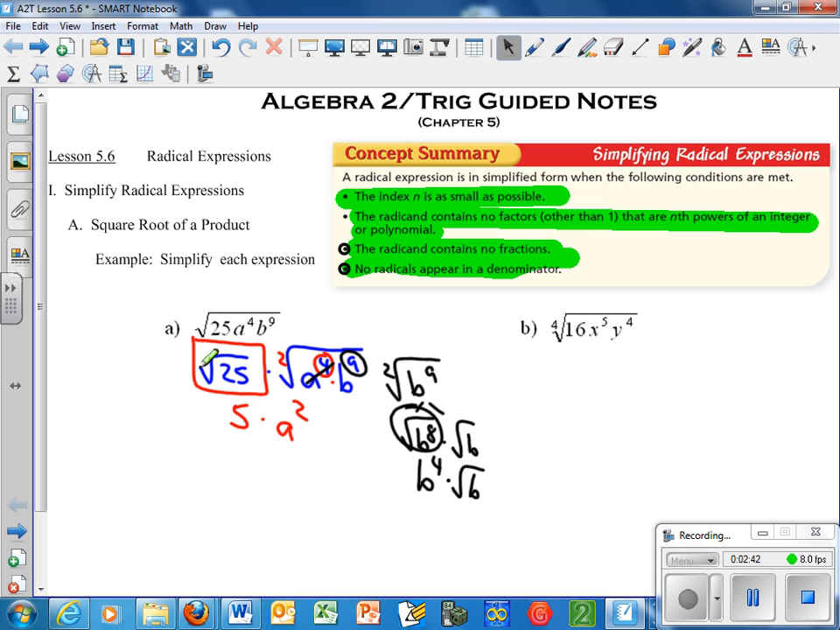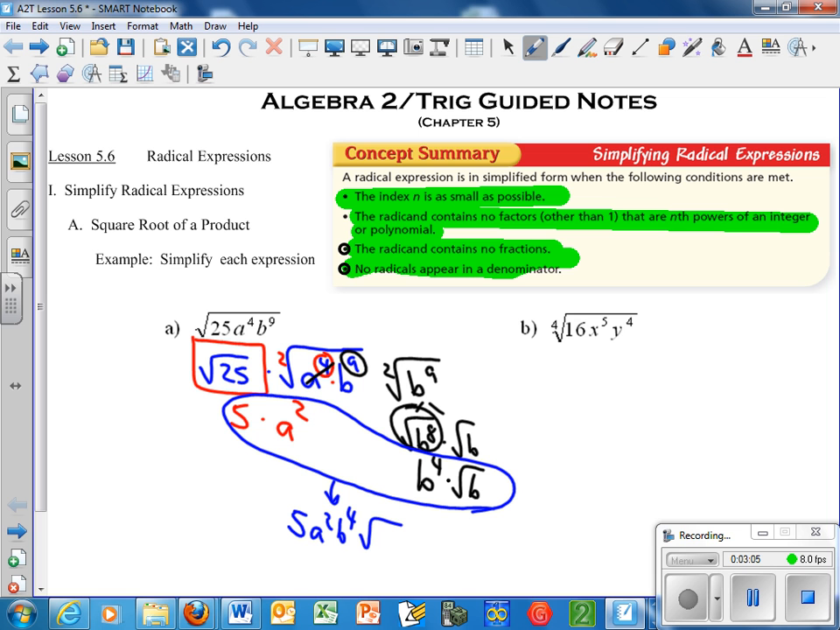Now, if you think about everything we have left, I want to bring it all together here at the end. I want to put anything that's not under a radical out in front, so that's 5. And then I have a squared, b to the 4th, and then multiplied by the square root of b. So there is the answer to that problem right there.